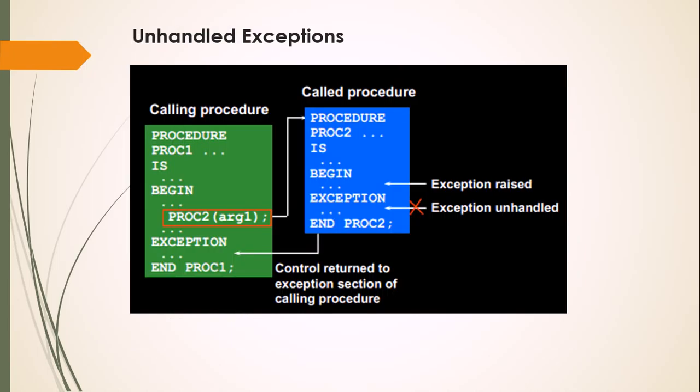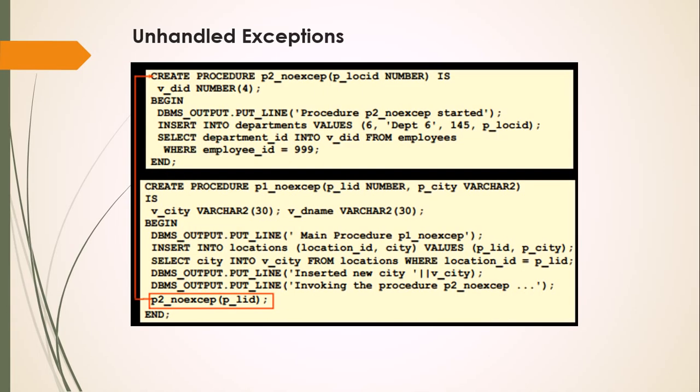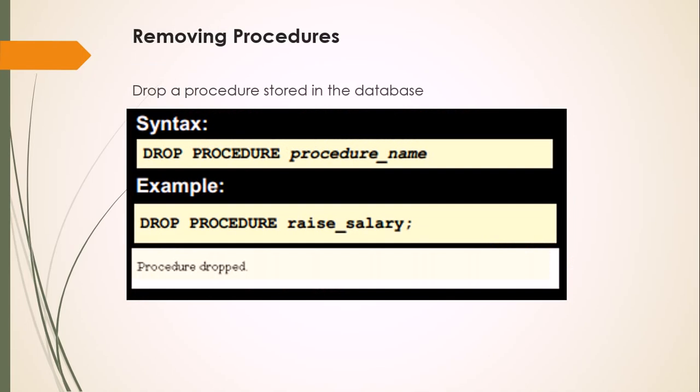Unhandled exception: the calling procedure calls the called procedure. Procedure 1 is the calling procedure and procedure 2 is the called procedure. Procedure 2 begins with argument 1, and then in the calling procedure, begin with an exception that is unhandled. The value is that control returns to the exception section of the calling procedure. This is an example of an unhandled exception.